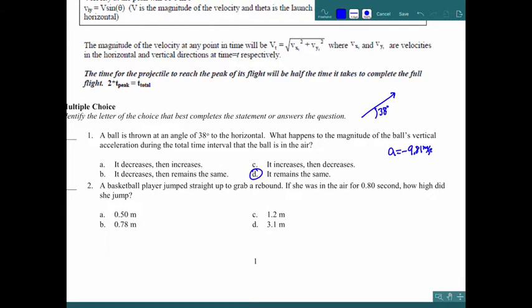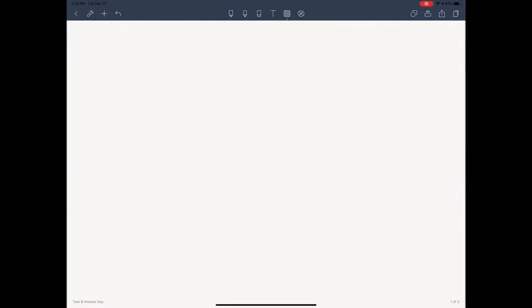The second question asks, if a basketball player jumped straight up to grab a rebound, if she was in the air for 0.8 seconds, so the total time, how high did she jump? This is dy. Now, to do this type of problem, we have to decide where the initial position is and the final position is. So let's draw a little picture. For a rebound, she's going to go straight up and then back down again. And I'm going to make it so you can see the up and the down, okay?